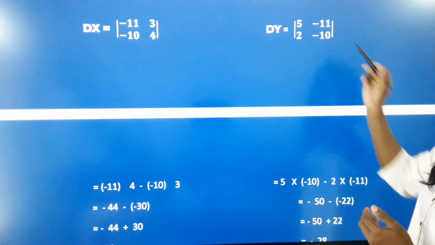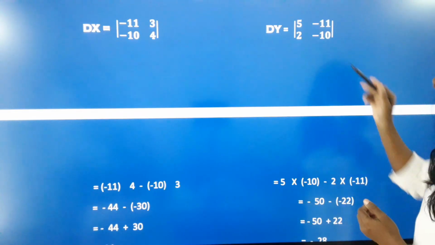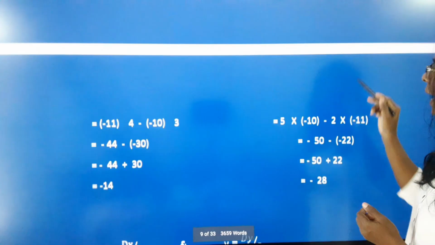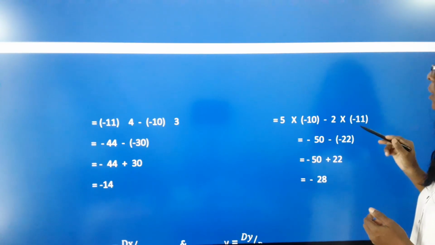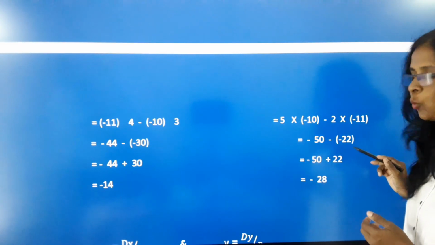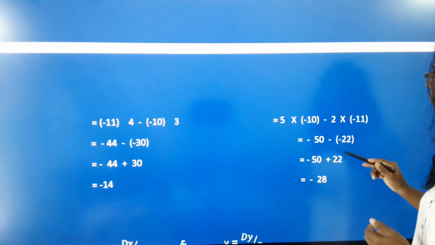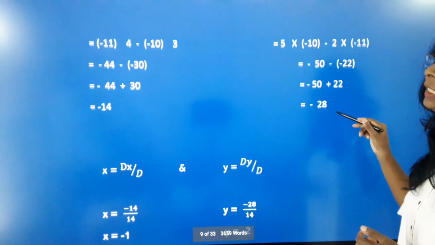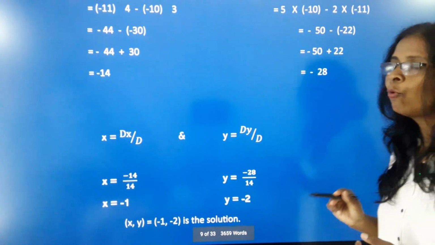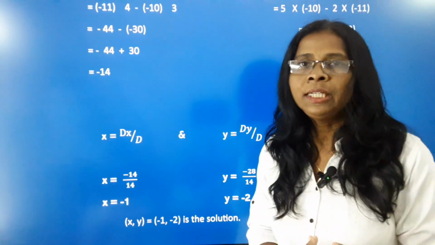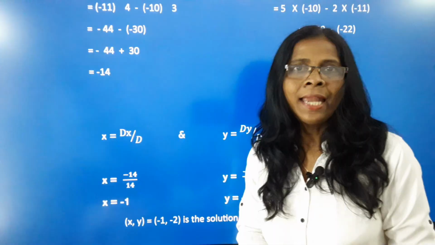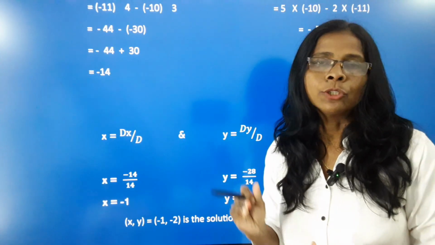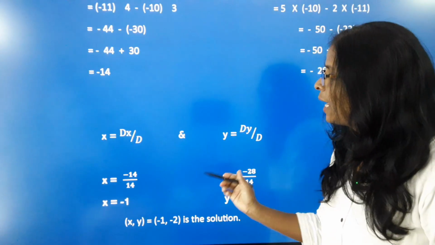That is 5 into minus 10 minus of 2 into minus 11. That means minus 50 minus of minus 22. That means minus 50 plus 22, which is equal to minus 28. So now we have the values of Dx and Dy. Then we are ready to find out the values of x and y.